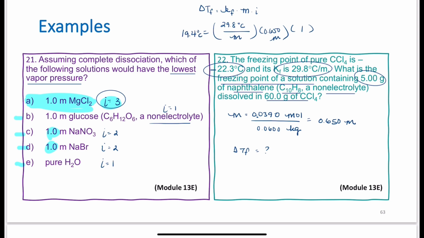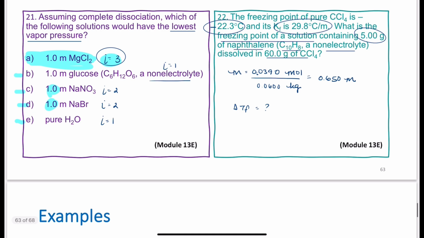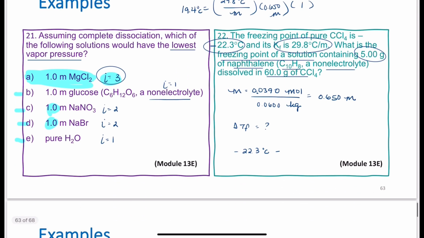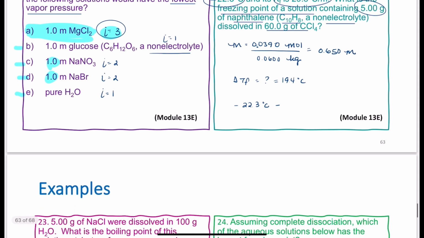But again, that's not my final answer. My final answer is freezing point depression. So it is depressing the freezing point. My freezing point started at negative 22.3 degrees C. From that, I'm removing another 19.4 degrees C. It's already cold. I'm just making it colder. The final temperature here is negative 41.7 degrees C.